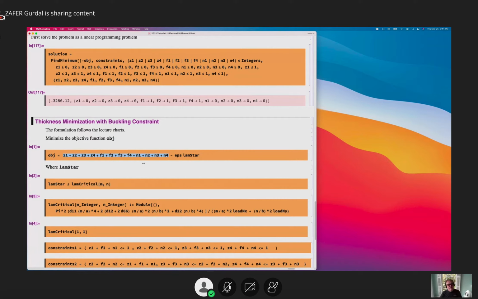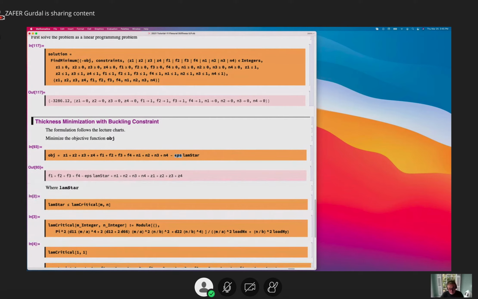But I'm assuming that 16 plies is going to be enough, so I'm going to use the same variables. My objective function this time is not frequency maximization or buckling load maximization, but thickness minimization, which is to minimize the sum of these, with the caveat of some small number epsilon times lambda star, where lambda star is also part of the design variables. Now, I don't know what lambda star is. It's going to come out as a continuous variable, not an integer variable, that will satisfy certain requirements. So this is the definition of the objective function.